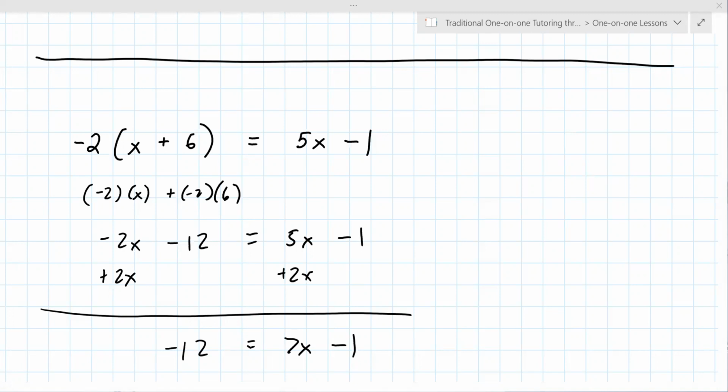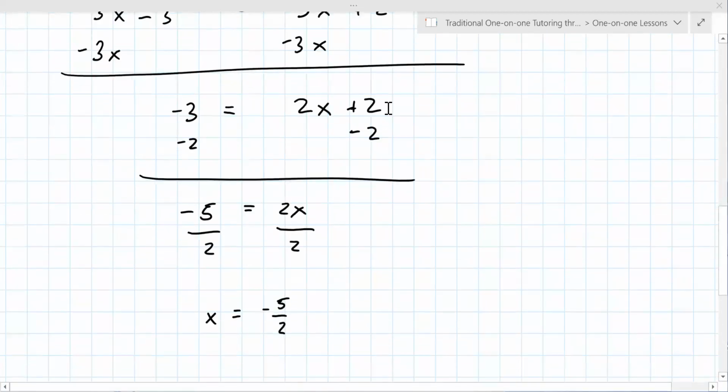What do you do from here? And then can you scroll up? Yes. So here we subtracted 2 because it was +2. Yeah. Okay.